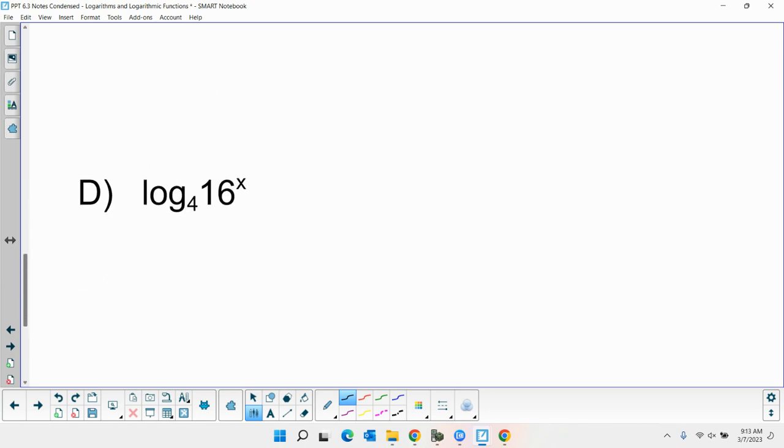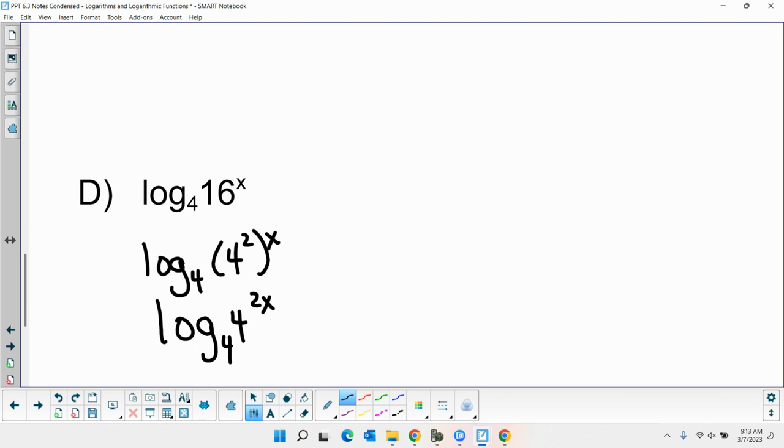This one again, I have to rewrite 16 as 4 squared. So this is log base 4 of 4 to the 2x, so those cancel. So it's 2x again. Okay? So you have a few of those as well. Questions?